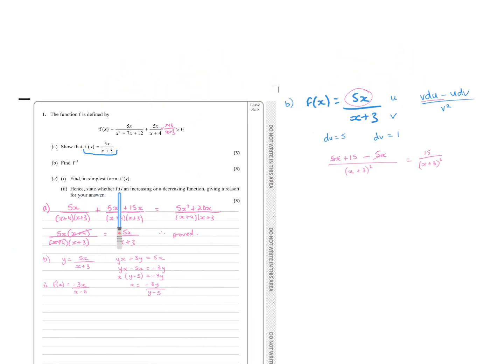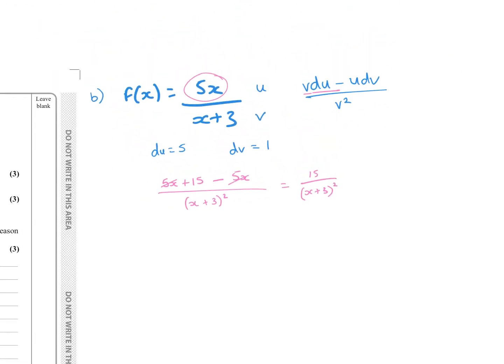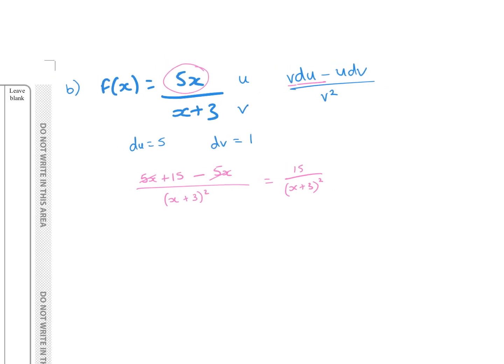Hence, state whether f is an increasing or decreasing function, giving a reason for your answer. Okay, it's increasing if the gradient is positive. Okay? Now, what do we know about squares? First of all, 15 is positive. Okay, this is greater than or equal to 0. A square number is always greater than or equal to 0. Yeah?